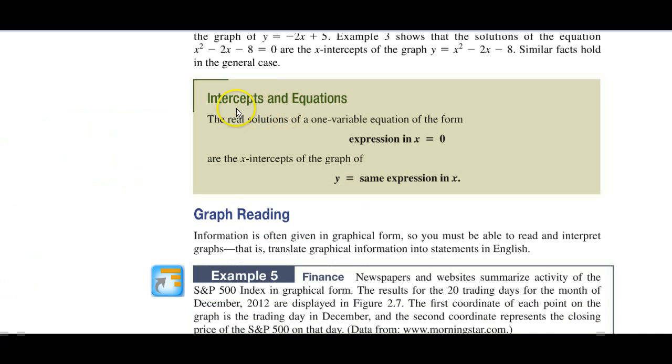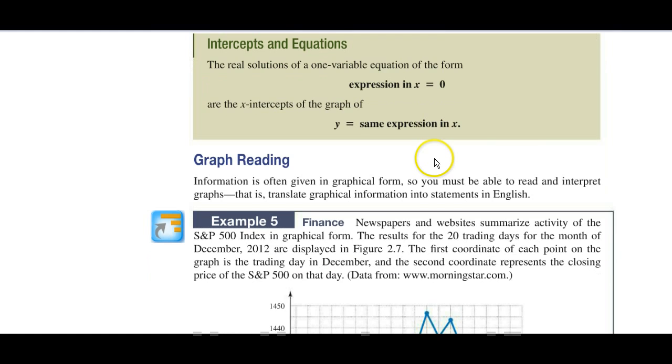Here they're giving us some more information that we've already covered about the intercepts and equations. The x-intercepts, the y-intercepts. Notice in parabolas we're usually going to get 2 x-intercepts with only 1 y-intercept. Not all the time, but at least most of the time.